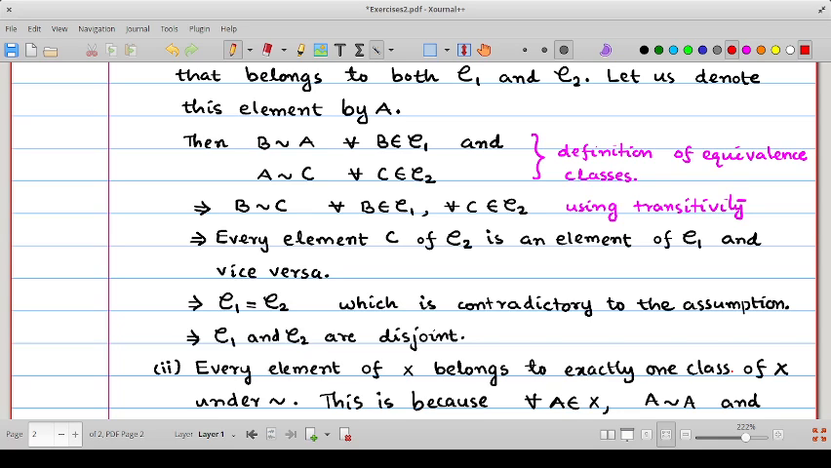So if there was a common element in two different equivalence classes, say C1 and C2, then C1 is the same as C2. Otherwise, there cannot be a common element. So that means if two equivalence classes are different, if they are not the same, then they must be disjoint.